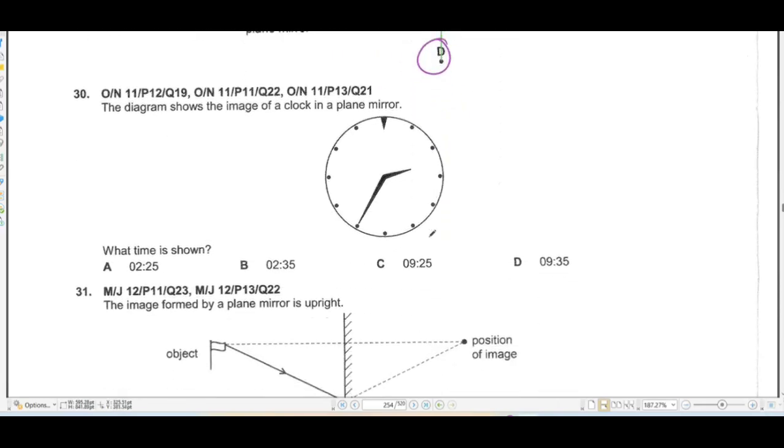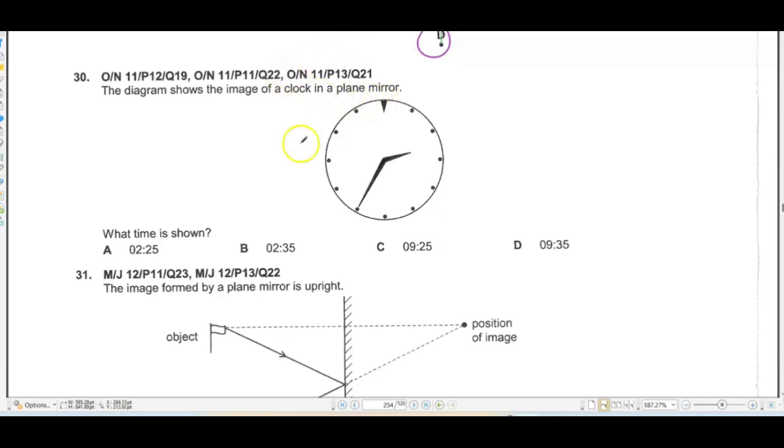The diagram shows the image of a clock in a plane mirror. What time does it show? Now this is the image. This is not the correct move. So in the image, if this needle is over here, so in the actual clock, this would have been here. This is 7 and this has to be 5 over here. So correctly this is there.